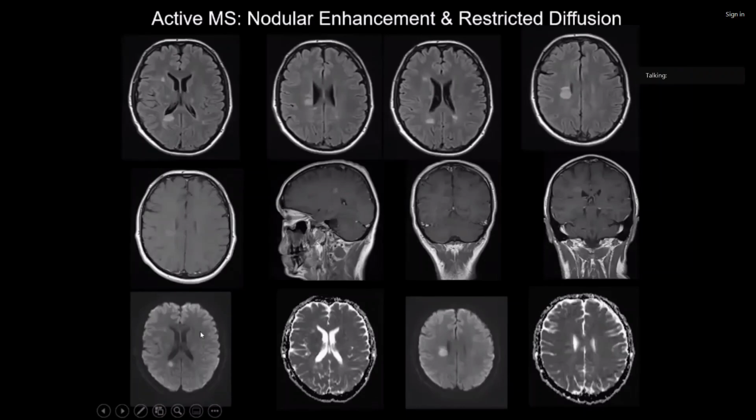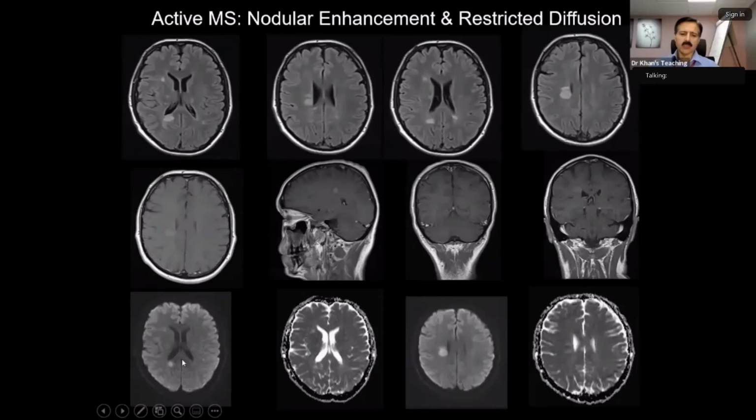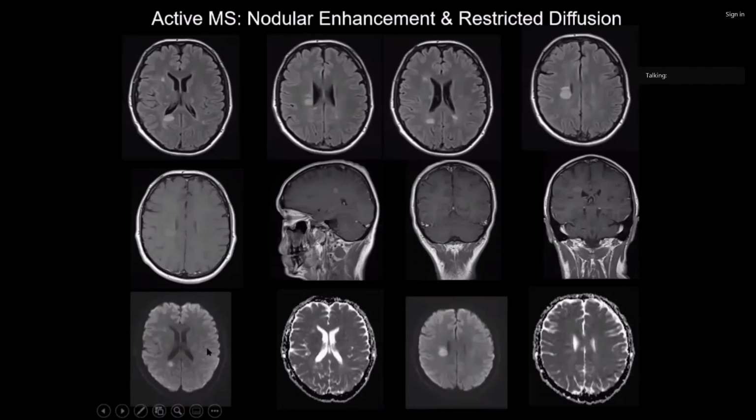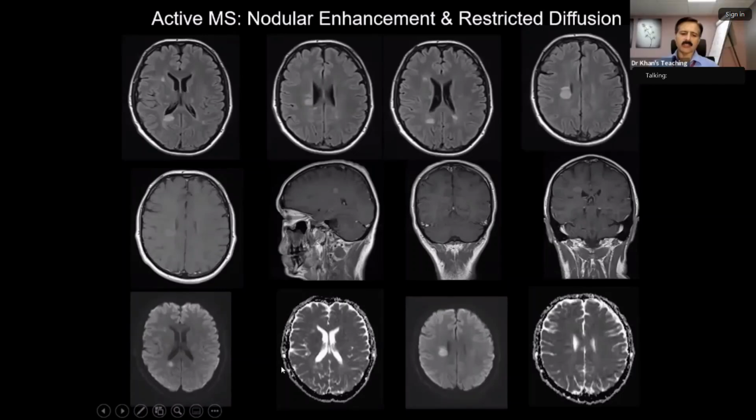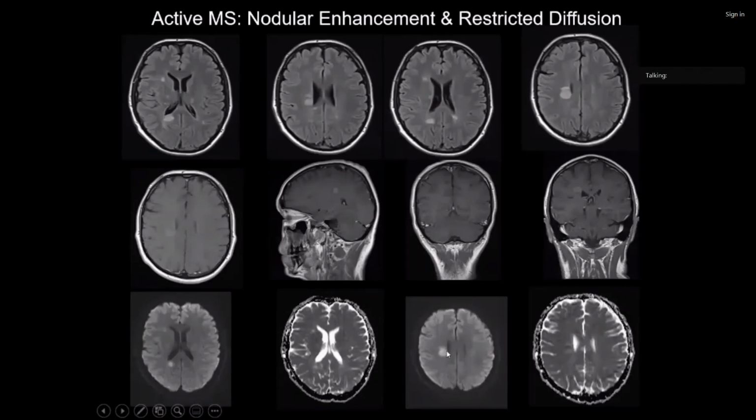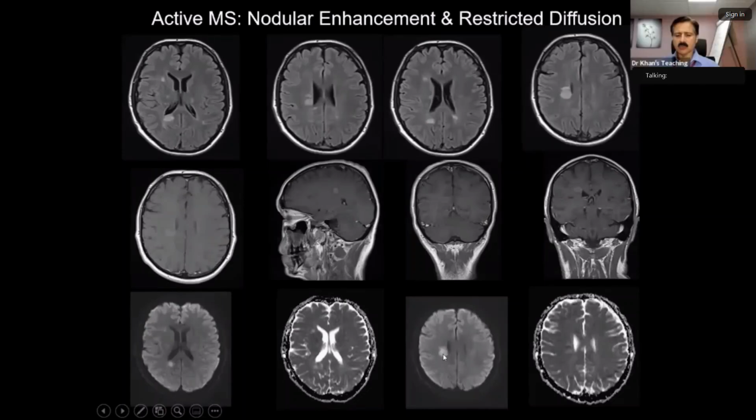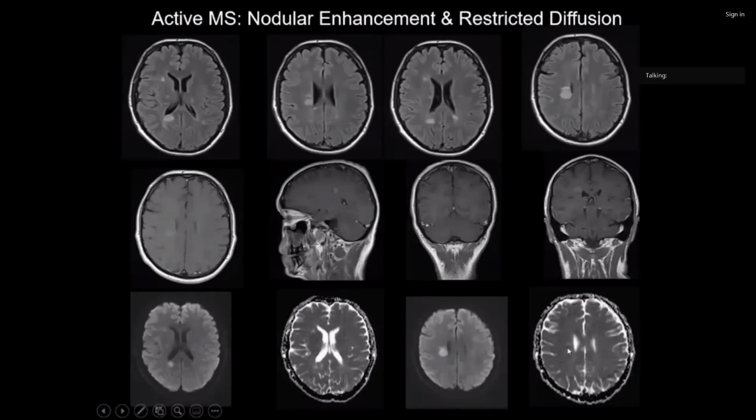Then comes the role of diffusion weighted sequence. Please remember that active plaques of MS can show restricted diffusion. And usually, initially, it will be bright on DWI and low on the ADC map, but within 2-3 days, it might change. The ADC might become isointense to the parenchyma. Look here. DWI, and central portion is low on ADC.